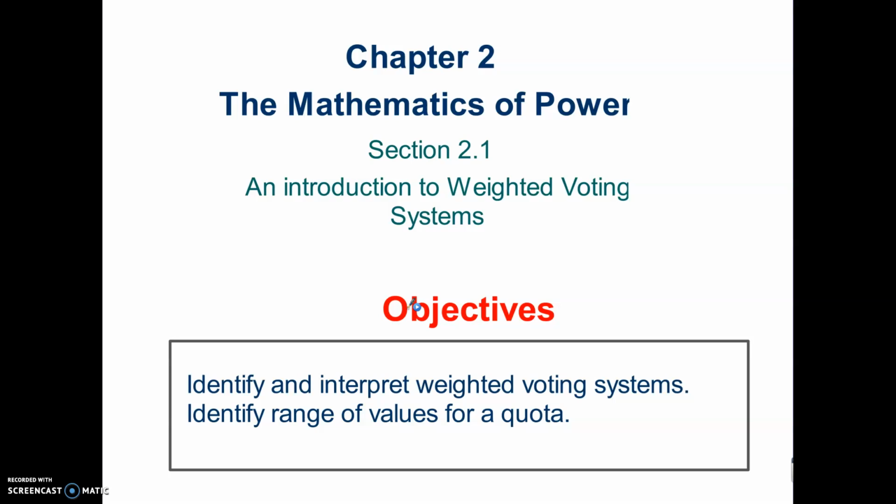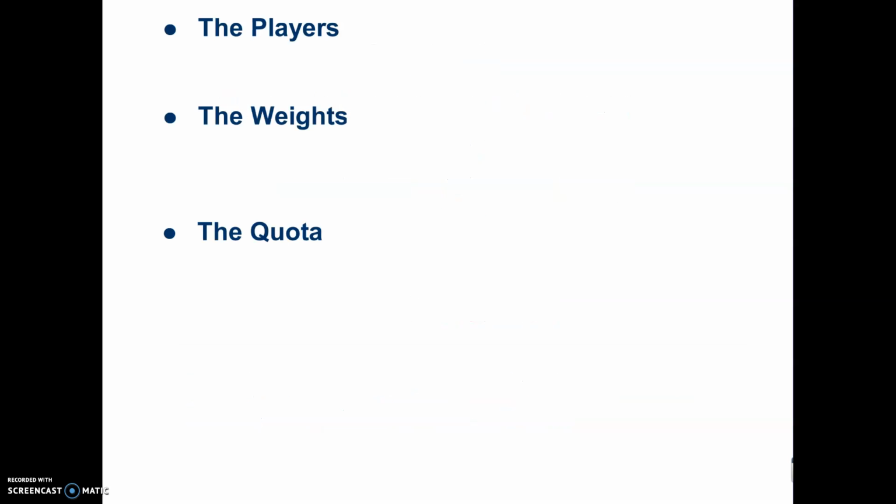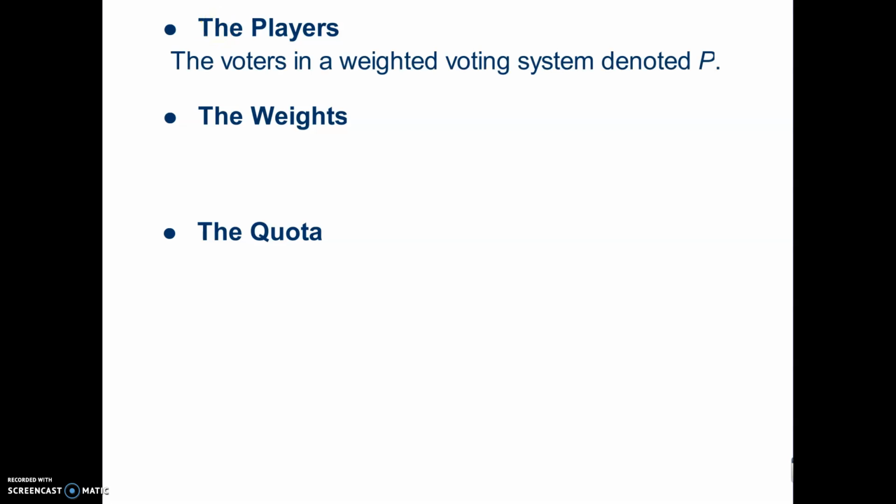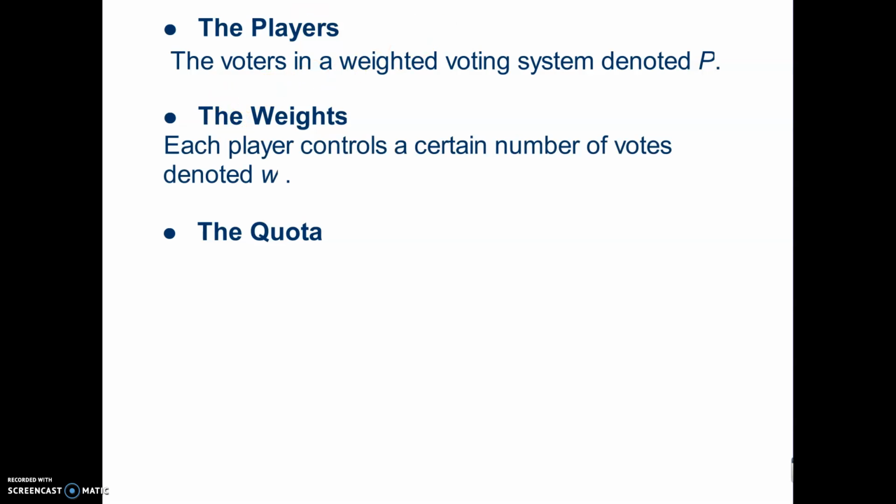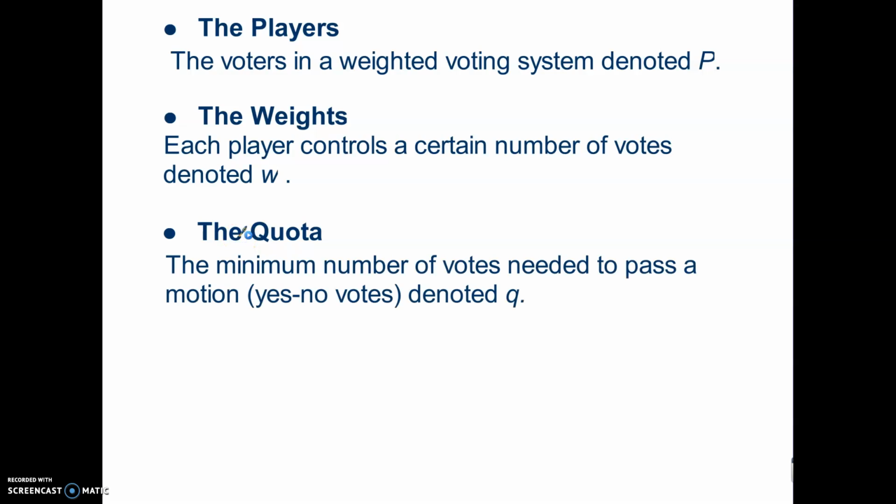By the end of this lesson, you want to be able to identify and interpret weighted voting systems and identify a range of values for a quota. All right, a couple things. First of all, we have the players. The players are the voters in a weighted voting system, and we use the capital letter P. The weights: each player controls a certain number of votes, and the number of votes they control we call the weight. The quota is the minimum number of votes needed to pass a motion.